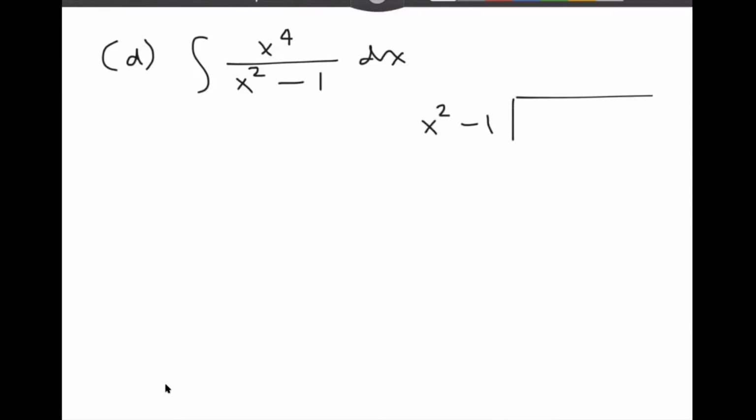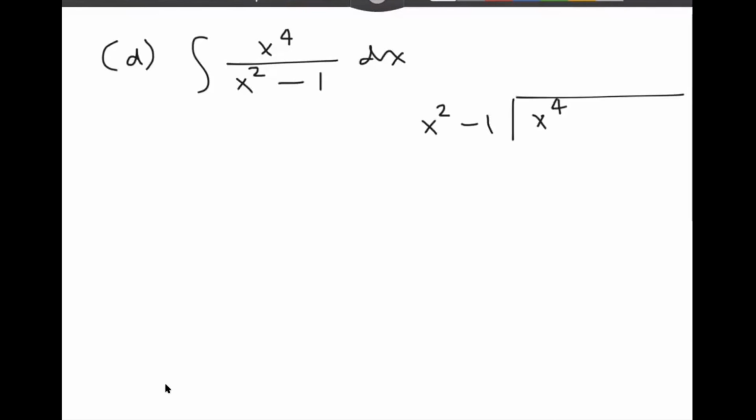All right. Okay, so that brings us to our last example, which is integral x to the 4th over x squared minus 1. And the only thing special about this one is that the degree on top is not less than the degree on the bottom, which means this is not a proper rational expression. So the first thing we have to do is rewrite it using long division. So let's take x squared minus 1 and divide it into x to the 4th.